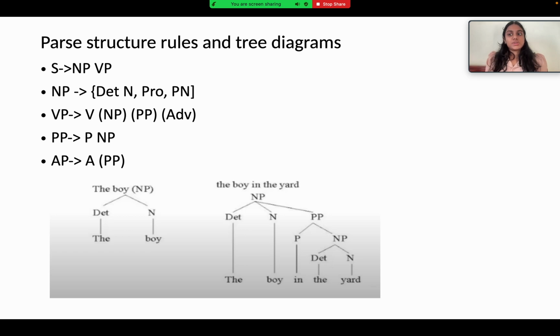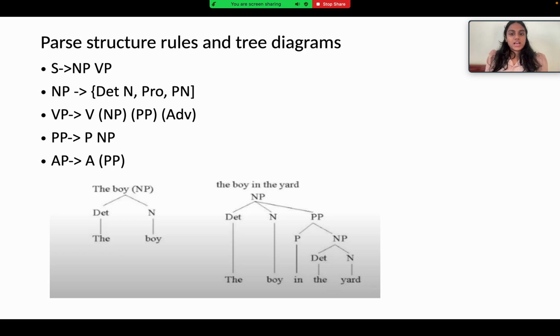It has subject, noun phrase, verb phrase, prepositional phrase, and adverb phrase. Let's see examples of it. First example is the boy. The boy is a noun phrase. It is split into determinant and noun. Here the is determinant, boy is noun.